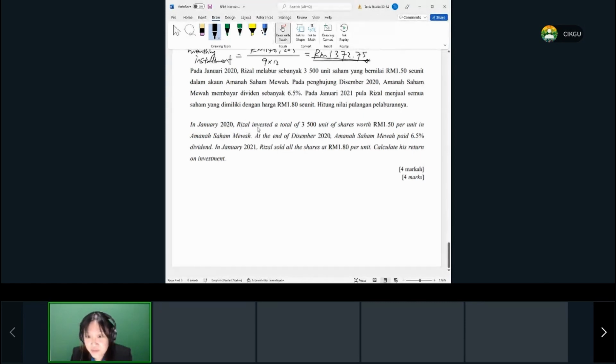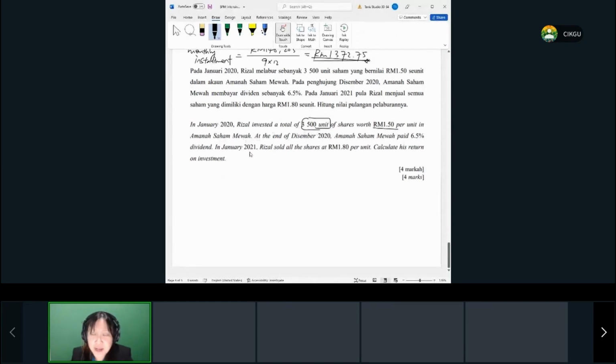Rizal made an investment, guys. This one teaches you how to get passive income. Free money. Okay, how? He invested this much unit of share worth 1 ringgit and 50 cents per unit in Amanah Saham Mewah. So this one, he buys share.